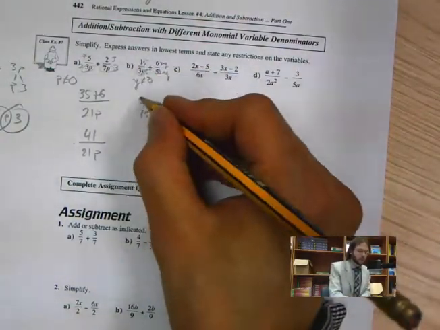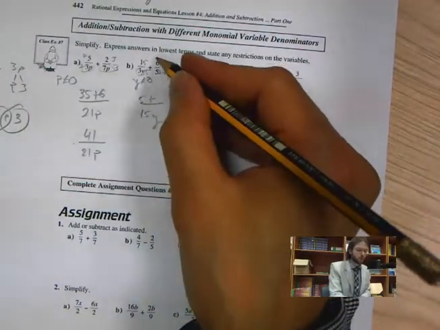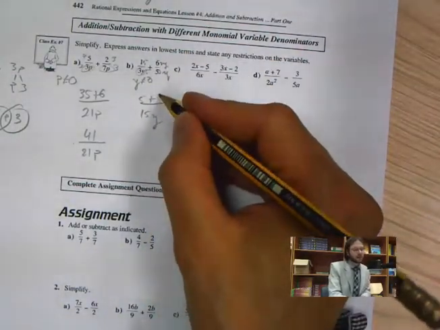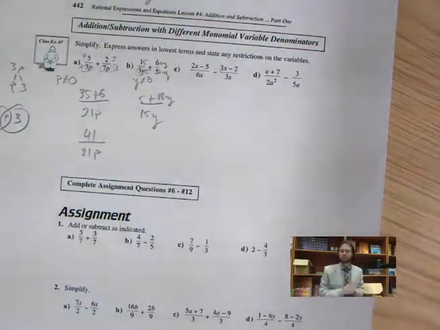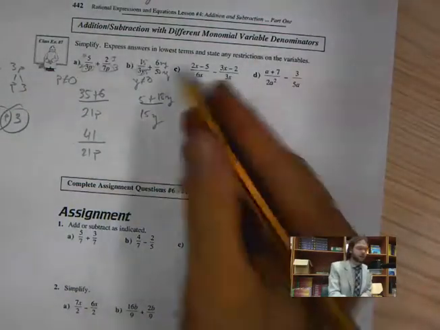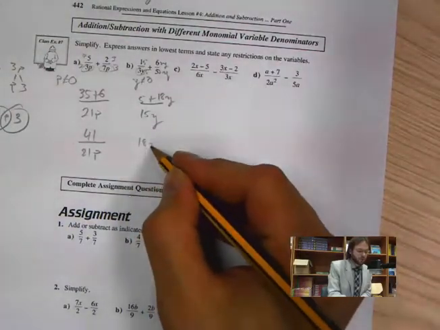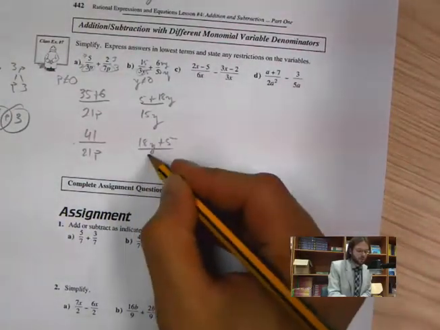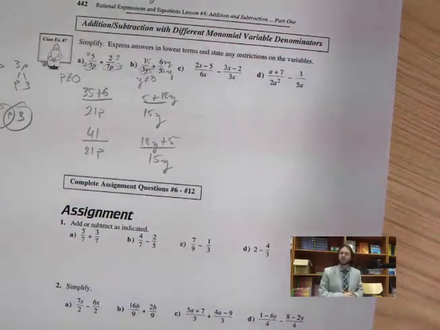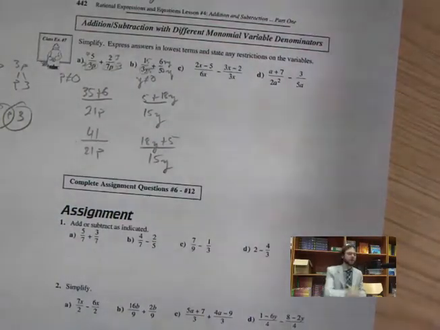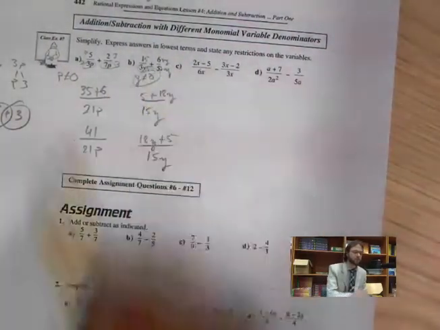And I get 5 plus 3y multiplied by 6 is 18y. Okay, now I continue this. That can't be simplified, so I have 18y plus 5 over 15y. And that's the best we can do. And y cannot equal 0, as we stated before.